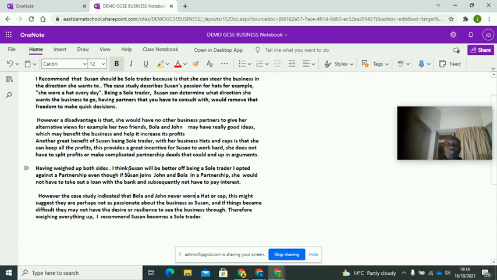Remember, follow your teacher's structure. It might be slightly different, but I've seen a lot of structures like this where they hit the recommendation straight away. You can possibly hit the recommendation at the end as well. Okay, so this is a good way of doing it.